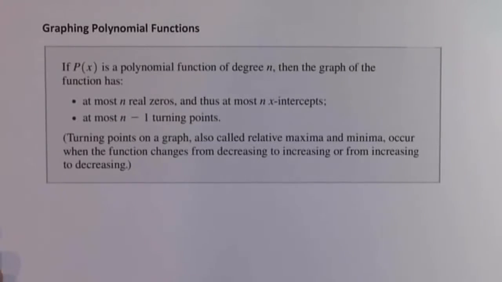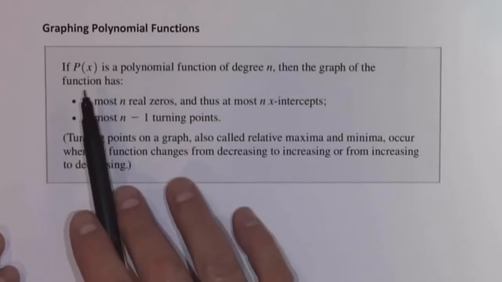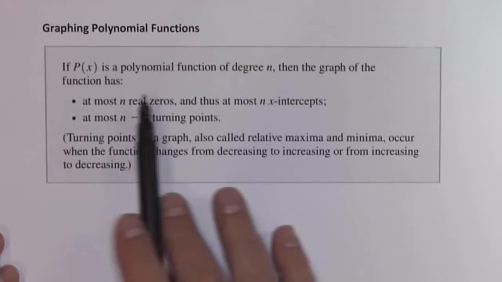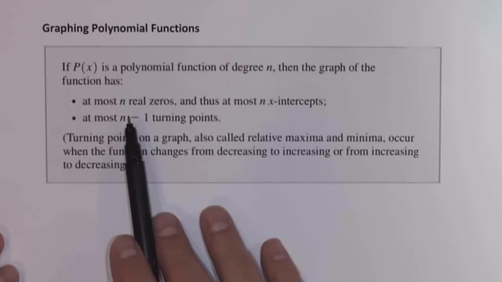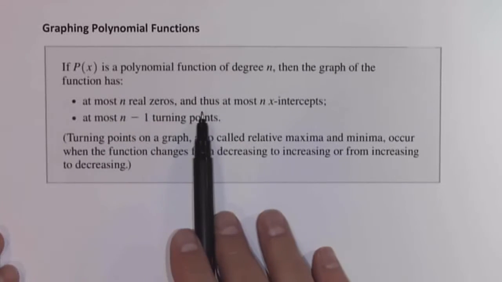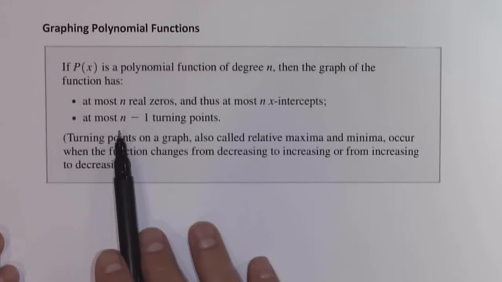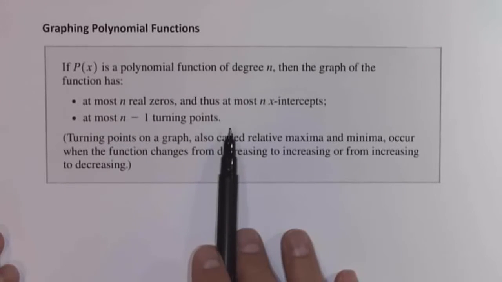In this section, we're going to be looking at graphing polynomial functions. If p of x is a polynomial function of degree n, then the graph of the function has at most n real zeros and thus at most n x-intercepts. At most n minus 1 turning points.